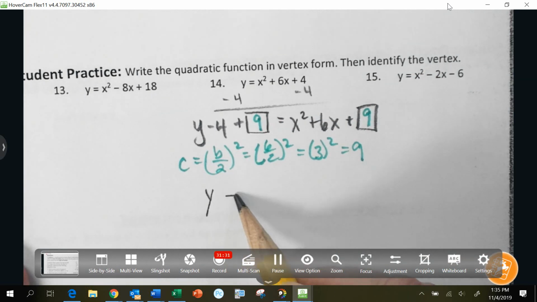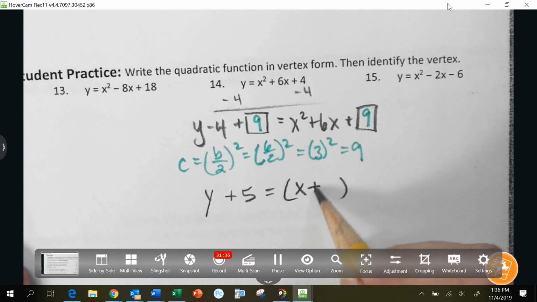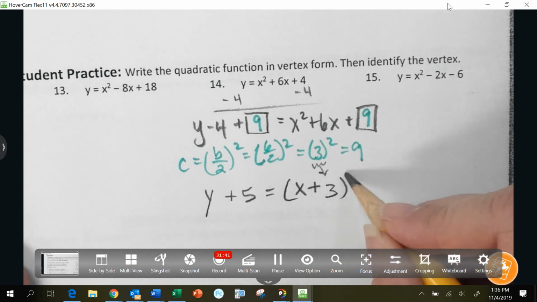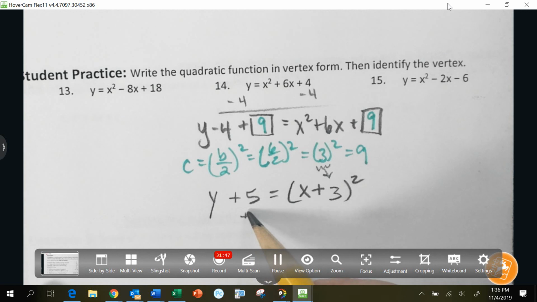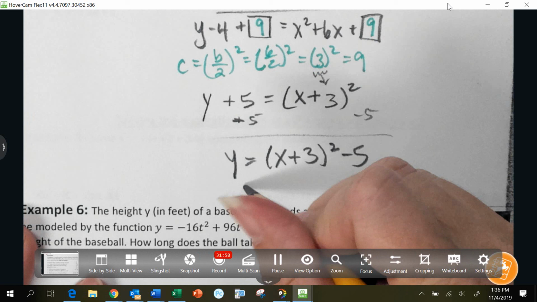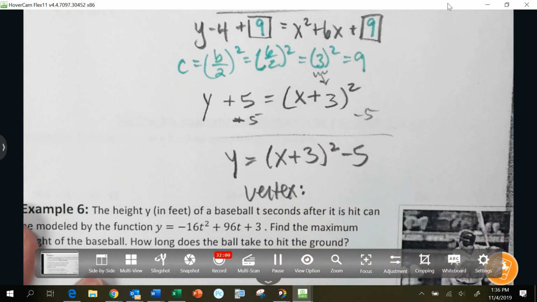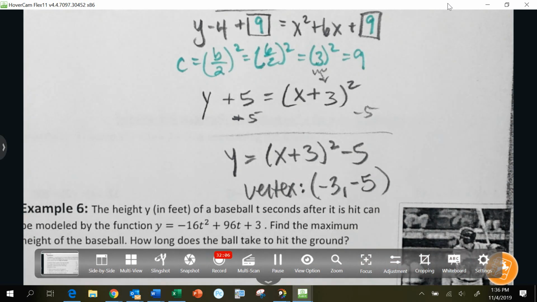So now I have y plus 5 equals, and I'm going to factor this side to be x plus whatever that number is that I just had before I squared it, 3 squared. Now we're not solving, we're putting it in vertex form. So I'm going to subtract that 5, and I get y equals x plus 3 squared minus 5. And then I have my vertex. Where's the vertex? Negative 3, negative 5.